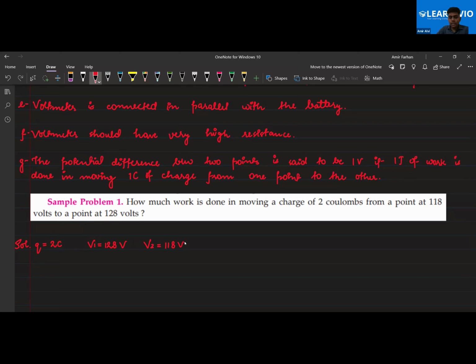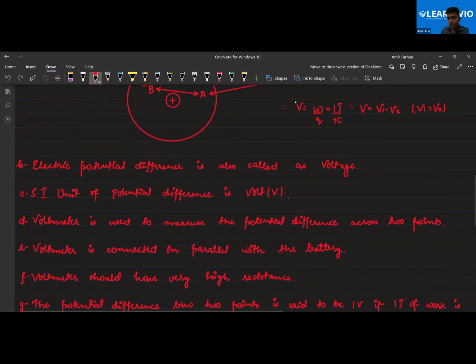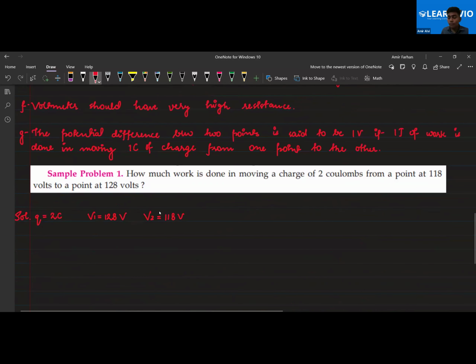The question is saying that we have to calculate the work done. In the work done formula, this is potential difference, not potential. Whenever we are using this formula, we are using potential difference. In this question, two separate potential points are given. To get the potential difference, everyone, you have to subtract the lower potential from the higher potential. Am I clear to all of you?